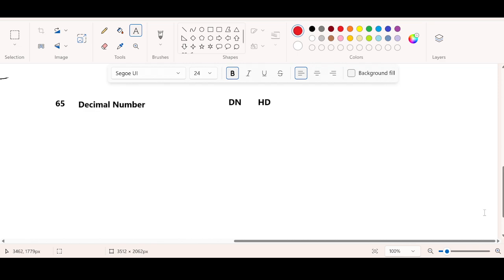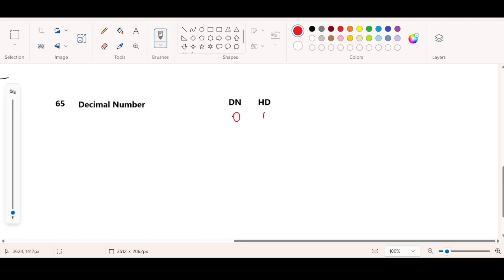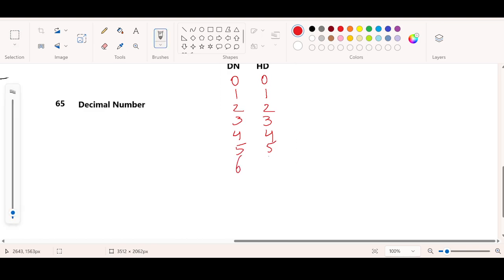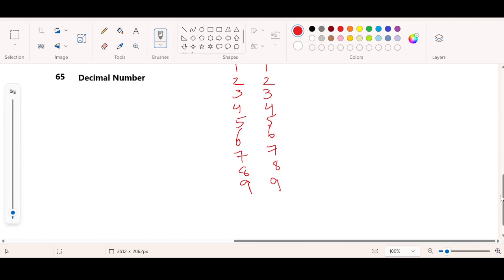In hexadecimal, if you have a decimal number like 0, the hexadecimal number is also 0. For 1, hexadecimal is also 1. For 2, 2. For 3, 3. For 4, 4. For 5, 5. 6, 6. 7, 7. 8, 8. 9, 9. If you take a decimal number like 10, in hexadecimal it is A.